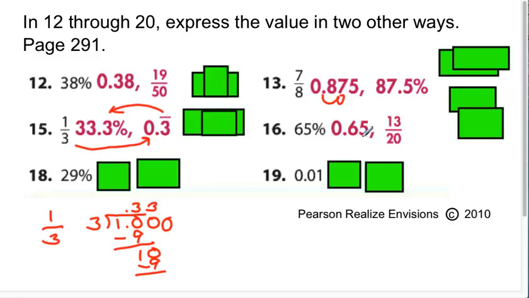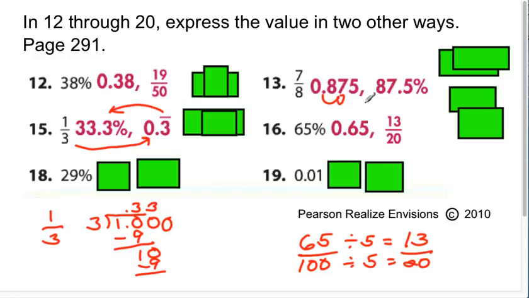And then again, over here, if you were to take 65 hundredths and write it as a fraction, you would then simplify it by dividing by the greatest common factor. And in this case, the greatest common factor is going to be 5. And so when you divide 65 by 5, you get 13. And when you divide 100 by 5, you end up with 20. Okay? So that's how you would handle these two situations.